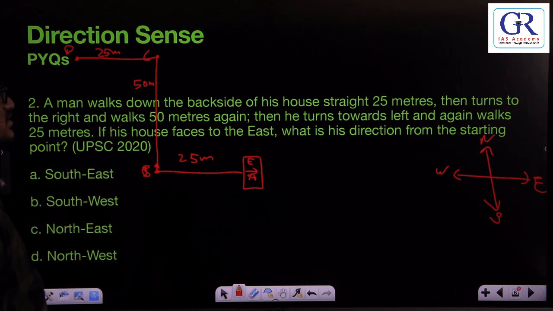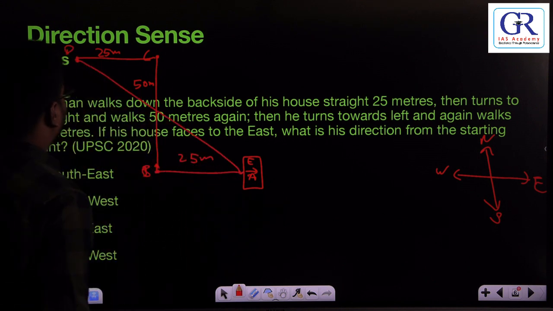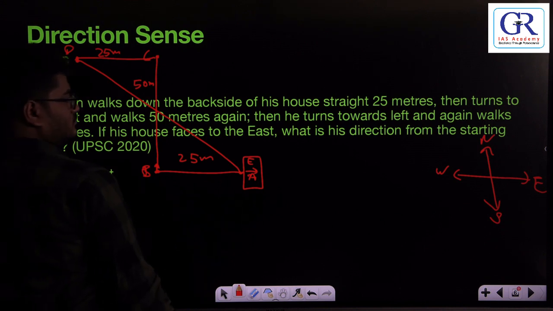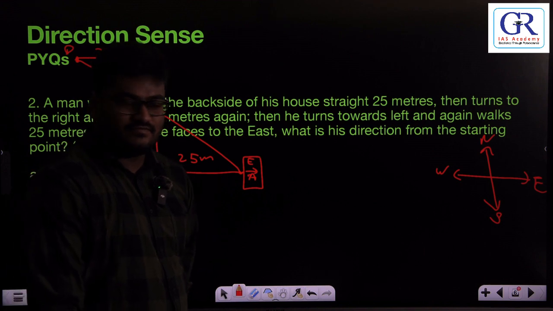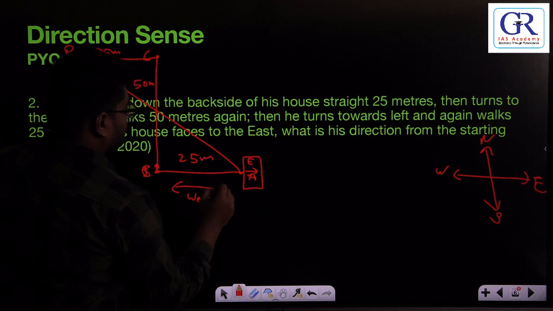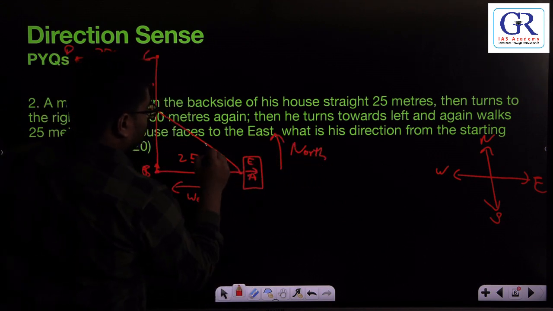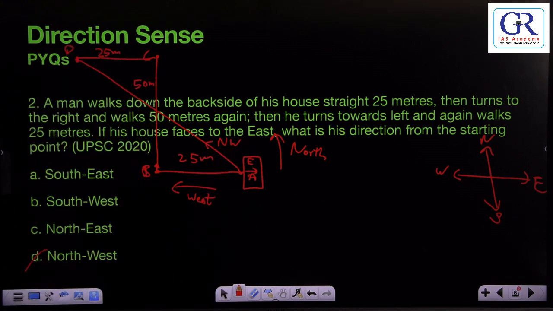If his house faces to the east, what is his direction from the starting point? What is the direction AD? So that is east, west, north, and I think it is northwest. Yeah, northwest. This is north. So this will be northwest, right? Okay.